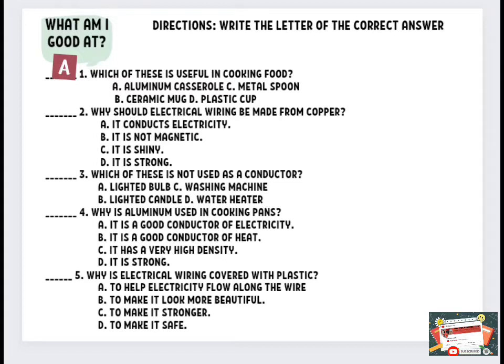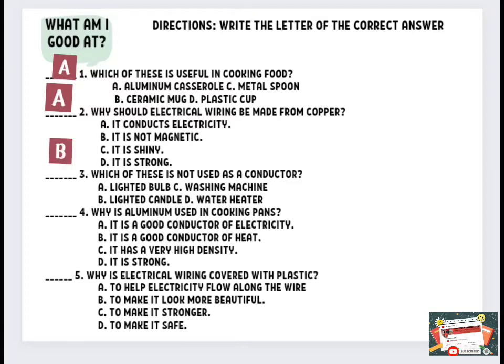2. Why should electrical wiring be made from copper? Is it A. It conducts electricity. B. It is not magnetic. C. It is shiny. Or D. It is strong. The answer is letter A. It conducts electricity. 3. Which of these is not used as a conductor? Is it A. lighted bulb, B. lighted candle, C. washing machine, or D. water heater? The answer is letter B.